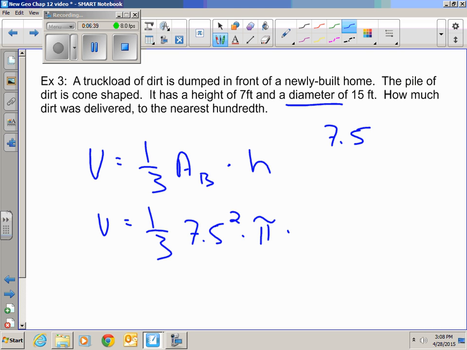which in this case is 17. So if I whip out again my little mini calc, I'm going to get 131.25 pi, which is approximately 412.3. And there you have it. That's a lot of dirt.